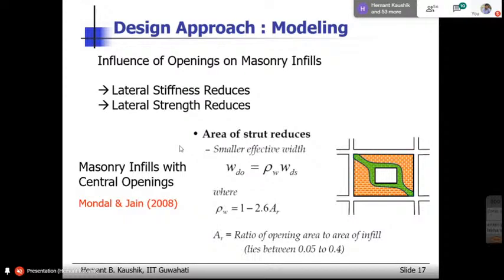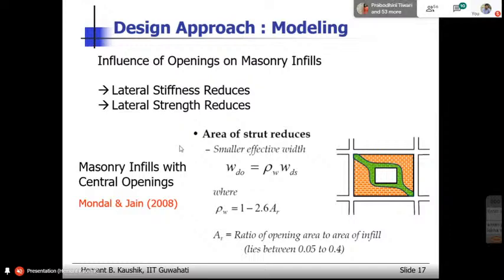Openings have a huge influence on the lateral strength as well as stiffness. When you go on increasing the opening size, you go on reducing the lateral stiffness, obviously, because the material that resists the load goes on reducing. When there is less material to resist the load, obviously the stiffness will reduce and the strength will reduce. Now the question is, how do we consider it? The obvious way of considering the influence of openings is by reducing the area of the strut. That is the most obvious way, rather than worrying about anything else.